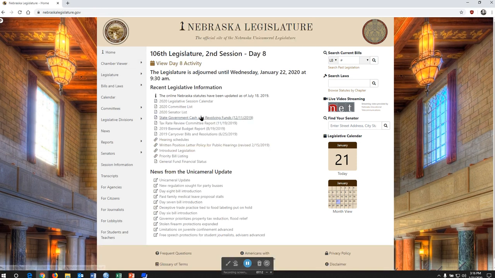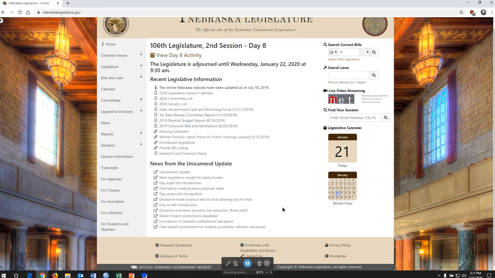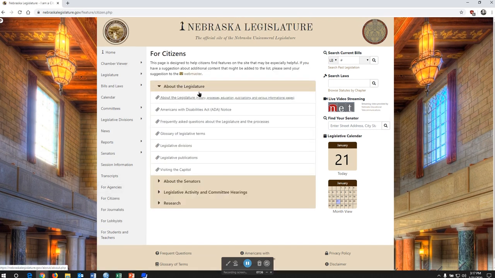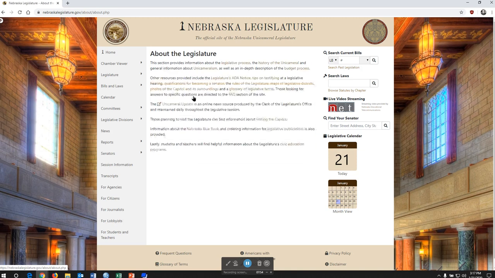Let me go back to the homepage. Okay, so one last thing, and that is I want to talk about process, and this is going to help you through looking for policies on bills, proposed bills, introduced bills, and passed bills as well. Let me go to this thing that says for citizens, fourth from the bottom here. Okay, about the legislature, and you can see all these things about the legislature in it, the glossary of terms. I want to talk about how legislation flows through the legislature.